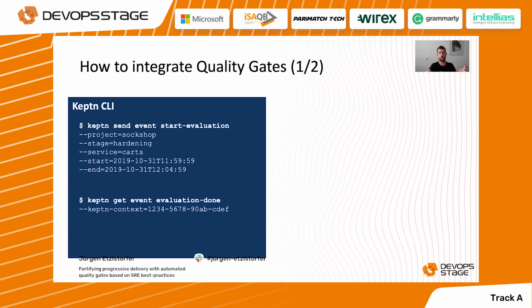And in this case, we are evaluating this. With Captain Get Event Evaluation, we are actually getting back the evaluation result. So in the first case, we are starting the evaluation. Captain will reach out to the data providers. Captain will fetch all these metrics that we've seen before in the slide. And this might take a minute or two, depending on how fast these external systems are in providing data. And then Captain can do this evaluation.